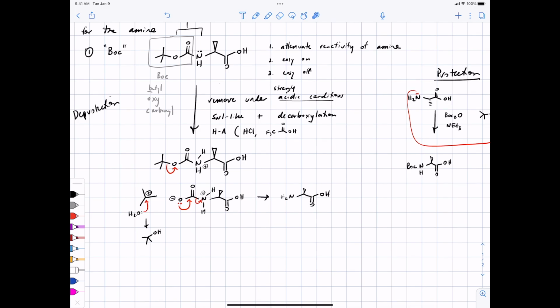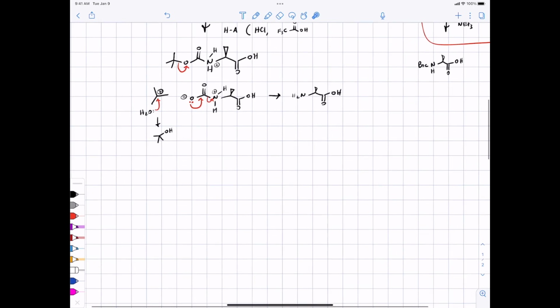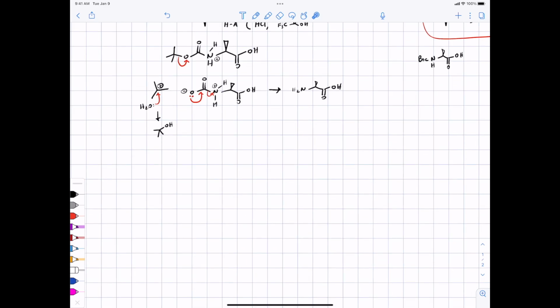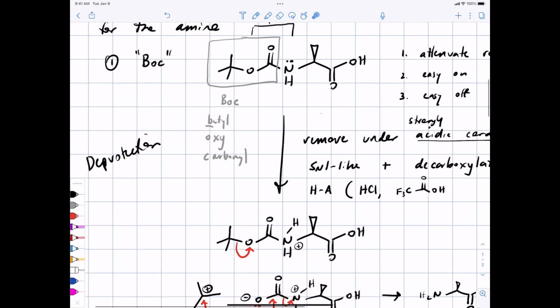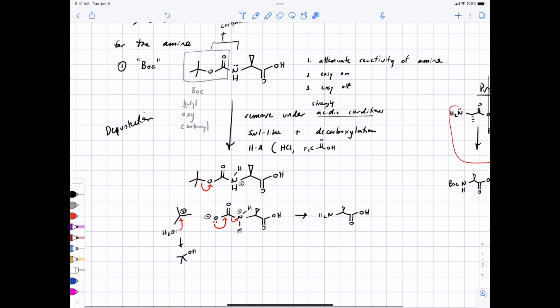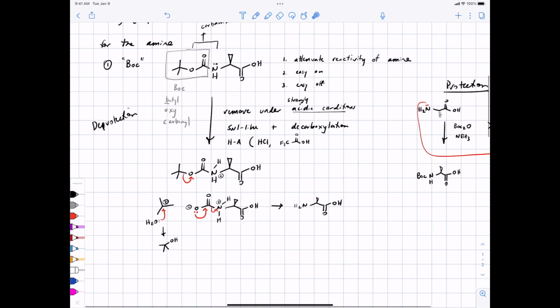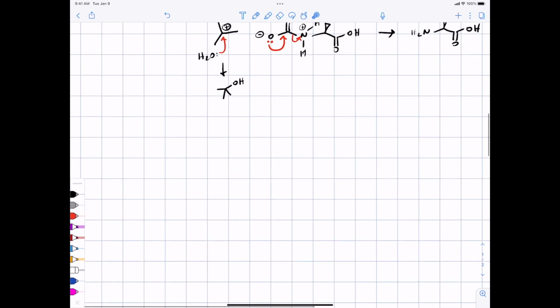All right, so how would you use this as an example if you wanted to make an amide bond? Well, actually, before we can do that, I need to show you a protecting group for the carboxylic acid. But anything you want to ask about the Boc protecting group for a nitrogen? Okay.